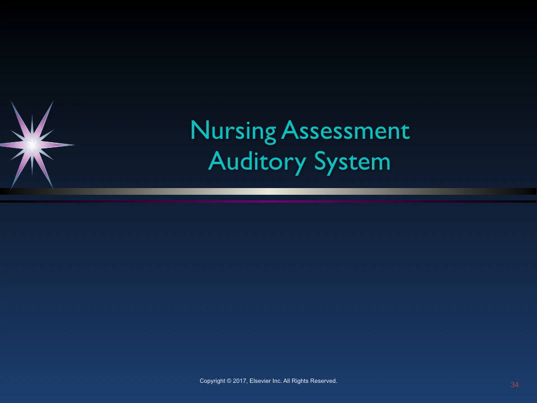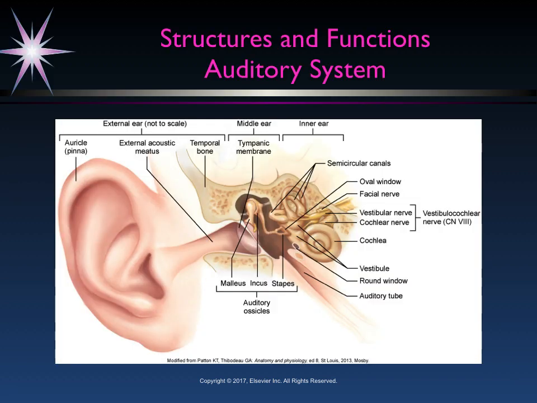When we look at the auditory system, it consists of peripheral and central systems. The peripheral system includes the external, the middle, and the inner ear, and it's involved with sound reception and perception. The central system, the brain and its pathway, integrates and assigns meaning to what's heard. The external ear consists of the auricle, or the pinna, and the external auditory canal and tympanic membrane.